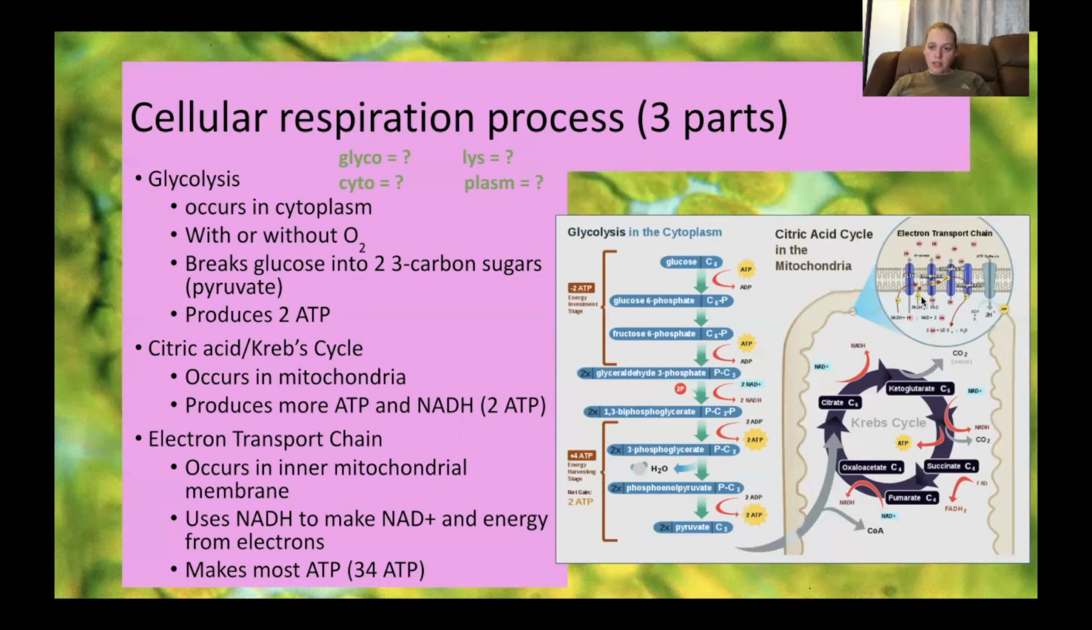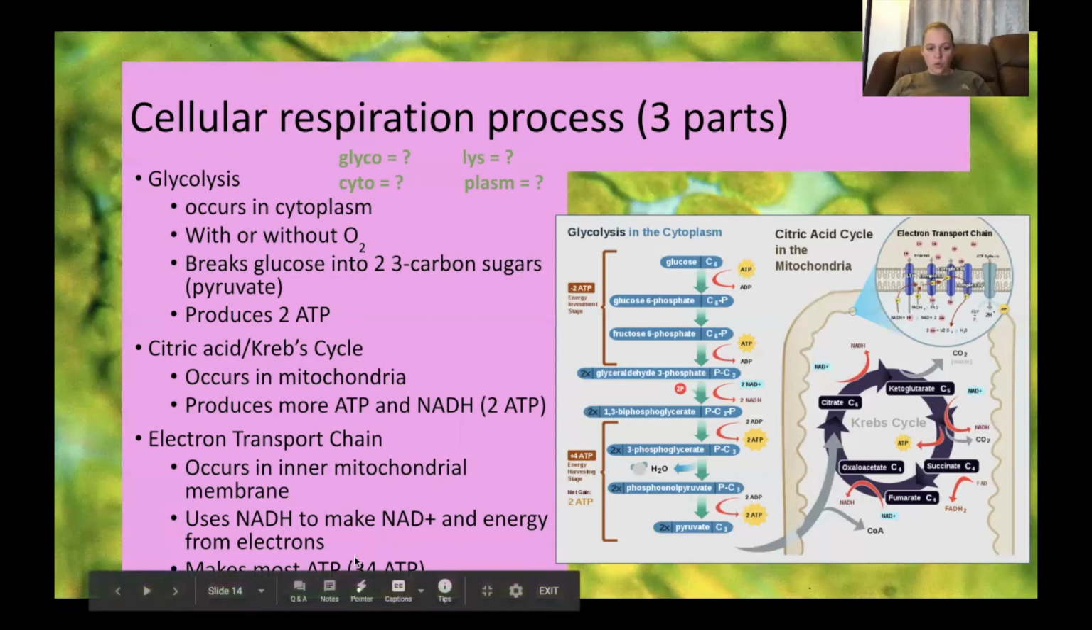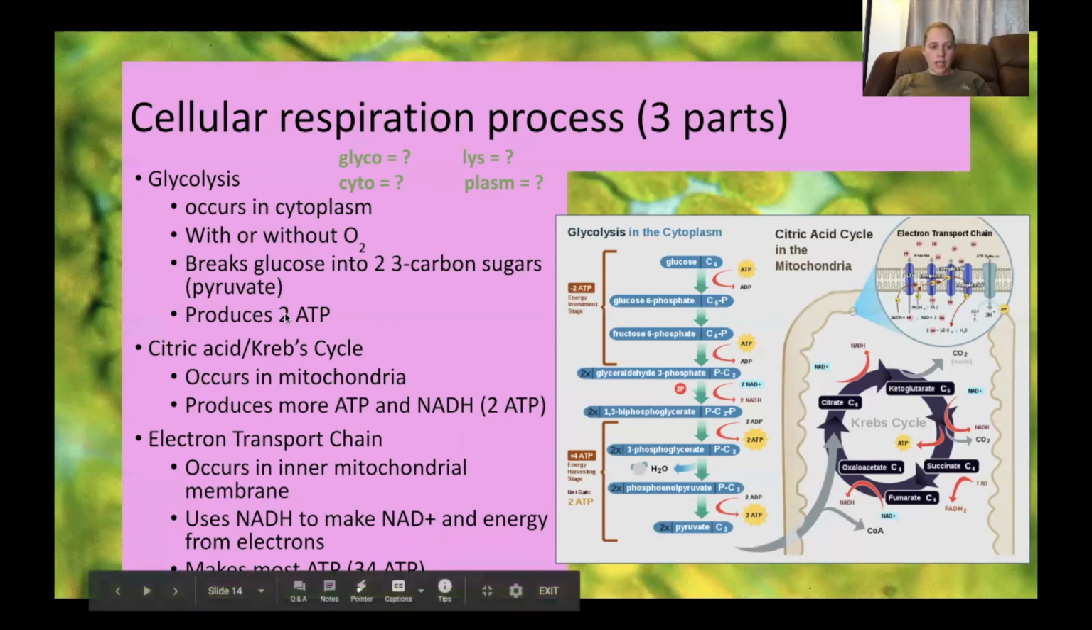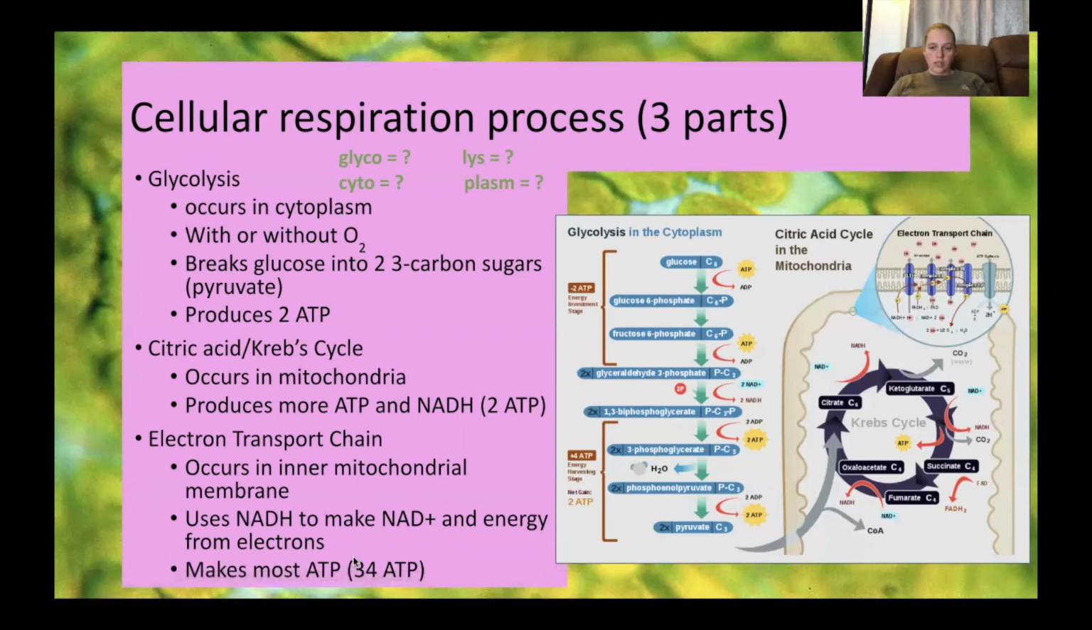Most of your ATP is going to come from this electron transport chain. You get 34 ATP for each glucose molecule just in this electron transport chain. So when we think about it and you burn a single glucose molecule, you're getting 38 ATP out of a single glucose. So that's pretty efficient as far as energy use is going to go.